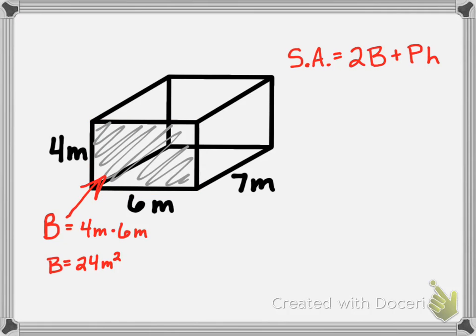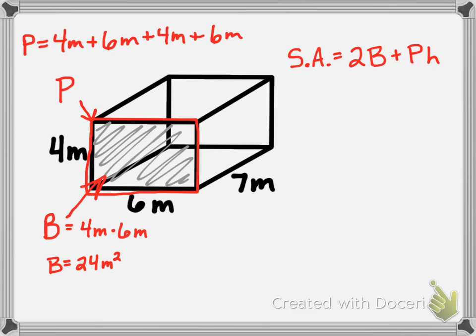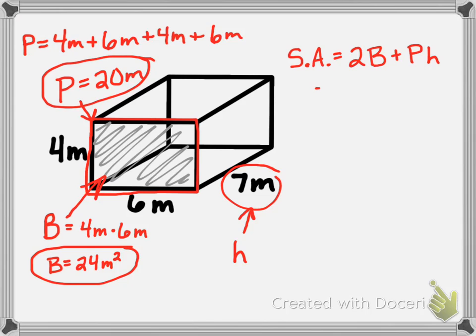Okay, then I also need to find the perimeter of the base. This would be how far around that base, which would be 4, 6, 4, and 6. So the perimeter of the base would be 4 meters plus 6 meters plus 4 meters plus 6 meters, which would be a total of 20 meters. And then I also need the height of the prism. Okay, so I've got the three things I need: the area of the base, the perimeter of the base, and the height of the prism. So I can plug them in.